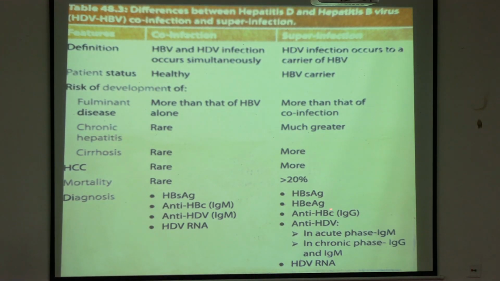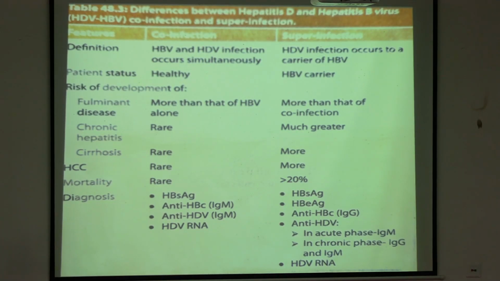Now let us see what all we have here. HBsAg is there, antigen है. HBeAg is there. Okay, precore, and then super. Remember by the word super. HBeAg is there. Then anti-HBc is there, IgG. Because this is chronic, we said it is from a chronic carrier. So इसलिए IgG आ गया यहाँ पे. Are you getting it? And then anti-HDV in acute phase IgM, in chronic phase IgG and IgM, and HDV RNA. That is there.